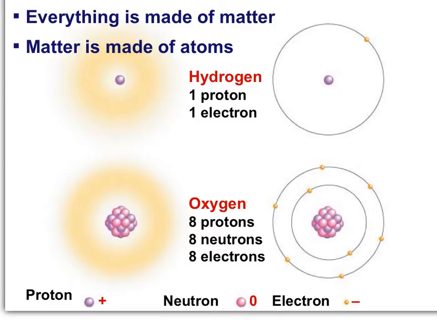Everything is made of matter. Matter is anything that has mass and takes up space. Matter is made of atoms, and atoms have subatomic particles. There are protons that are positively charged, neutrons which are neutral in charge, and electrons that are negatively charged.